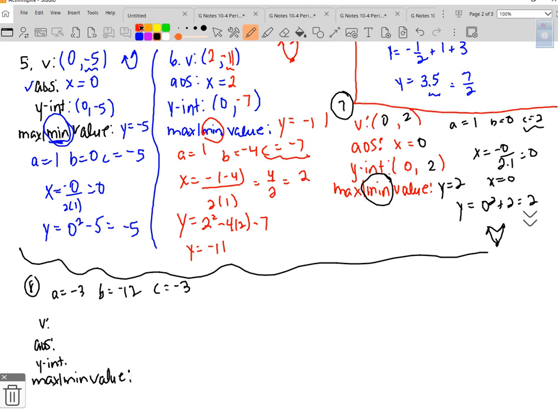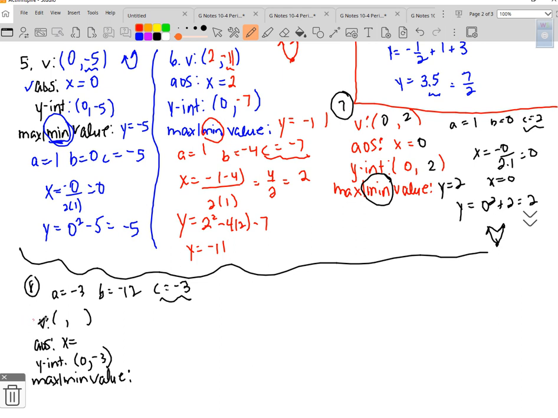So remember, the vertex is an ordered pair. Axis of symmetry is x equals. The y-intercept is going to give us an ordered pair where it's always 0 and whatever c is. So we've already found our y-intercept. And then the maximum or minimum value will be our y-coordinate.